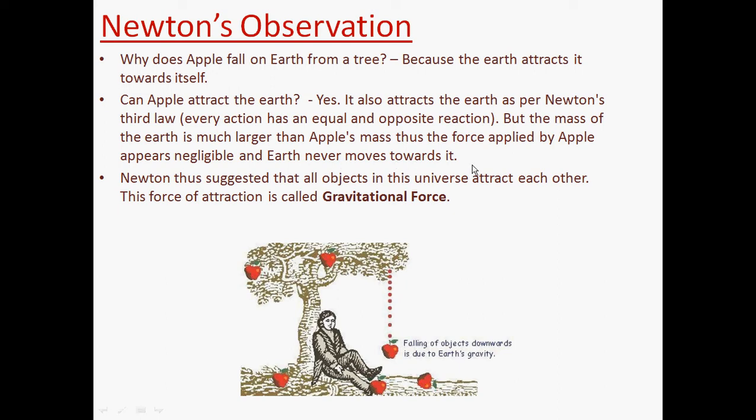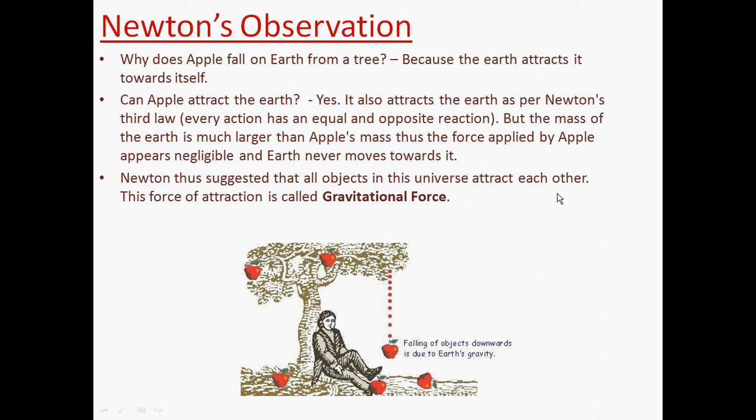Similarly, a student was asking why the earth is not falling towards the apple. Because the apple has lesser mass as compared to the earth. The mass of the earth is much larger than the apple's mass, thus the force applied by the apple appears negligible and the earth never moves towards it. Newton thus suggested that all the objects in the universe attract each other.